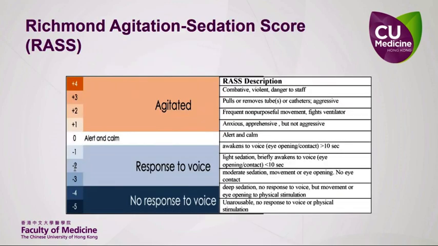The RASS score is a commonly used agitation and sedation score used in Hong Kong emergency departments and ICUs. The goal is generally to keep patients between -2 and +2, or even better would be +1 to -1.